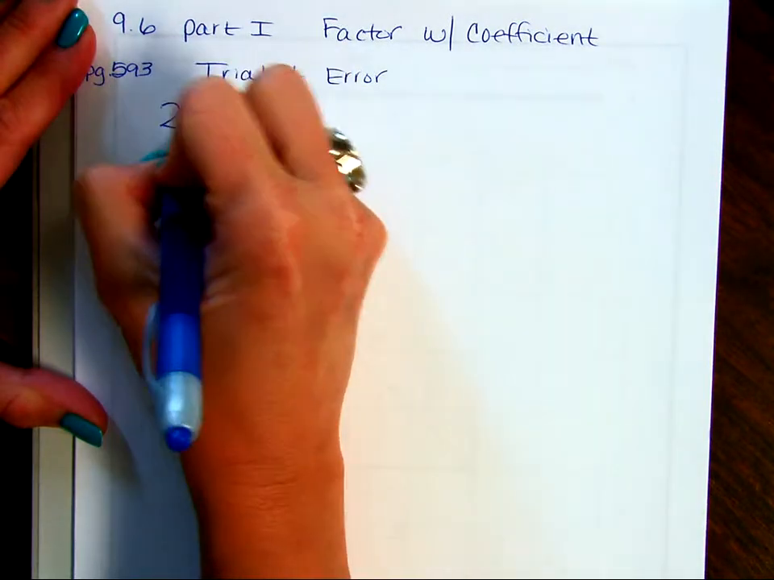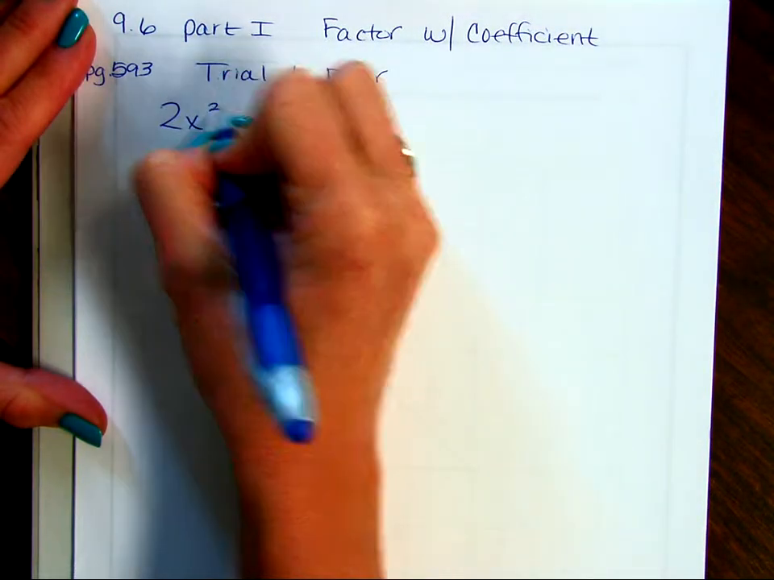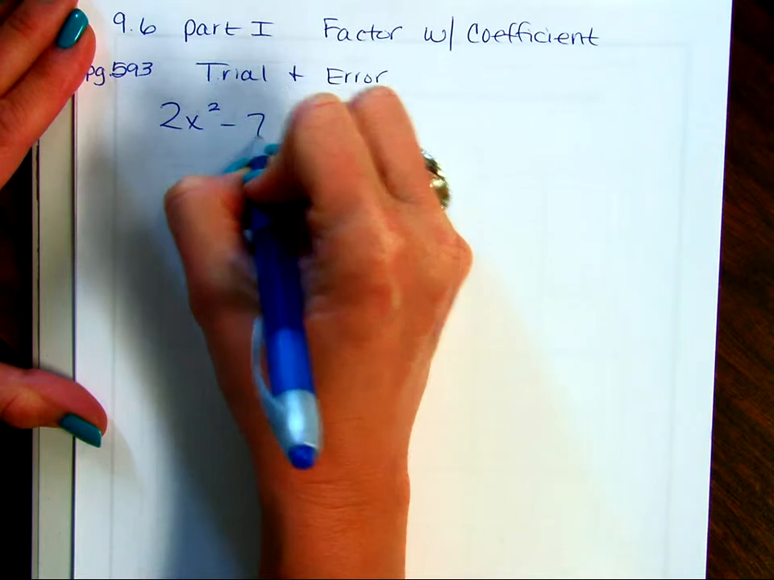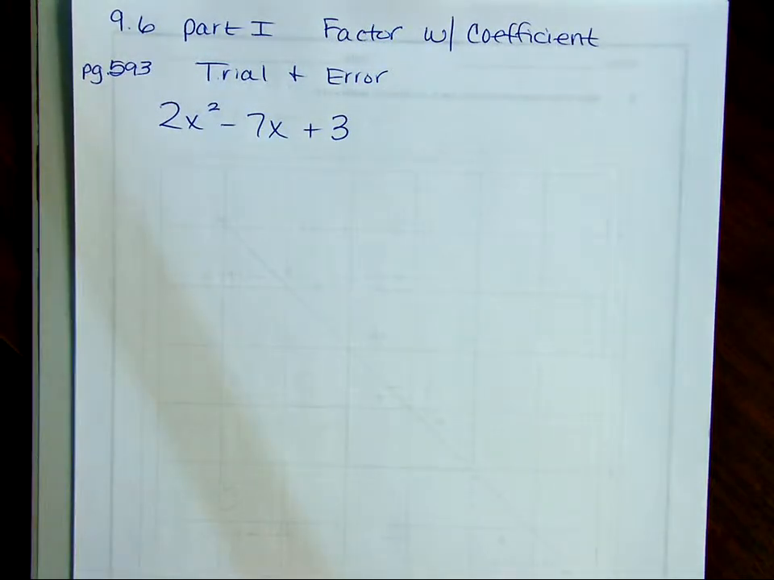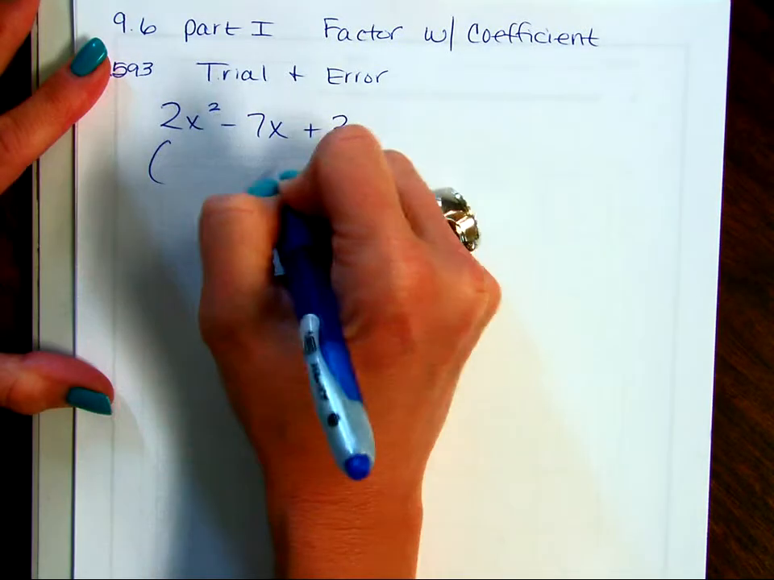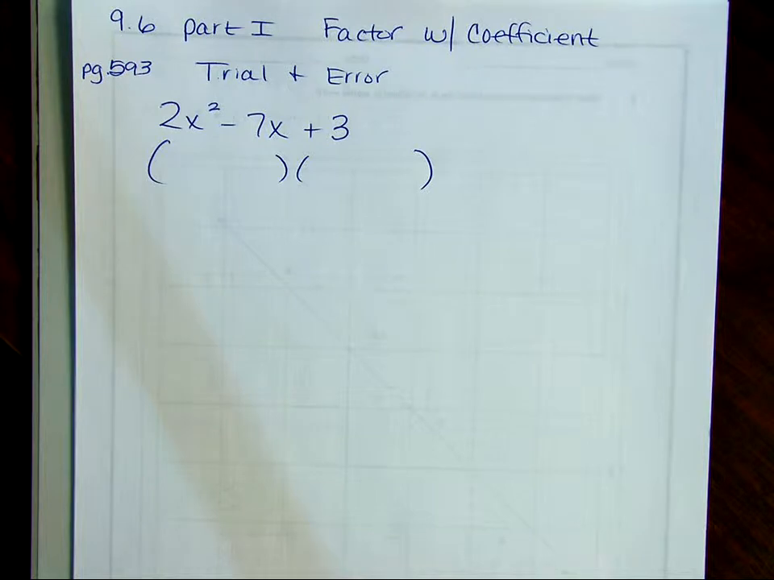So let's take 2x to the second power, 2x squared, minus 7x plus 3. Okay? And by the way, for trial and error, you are going to want a pencil with an eraser. Because trial and error means, oops, that was wrong, let's erase it. Oops, that was wrong, let's erase it.